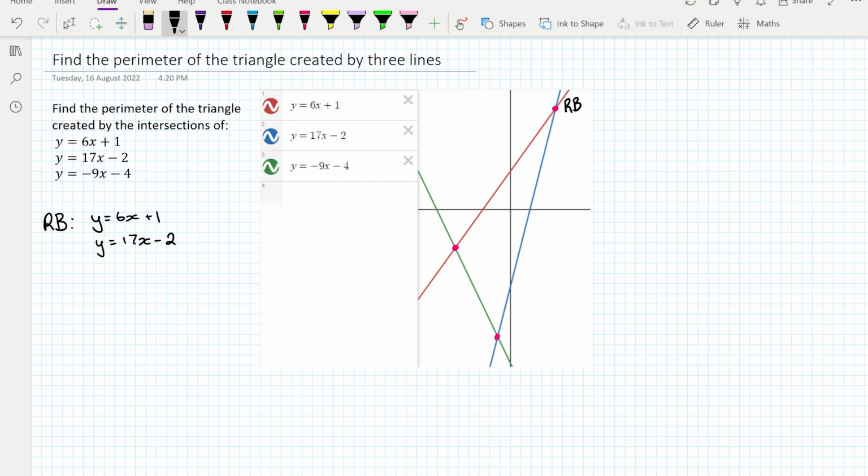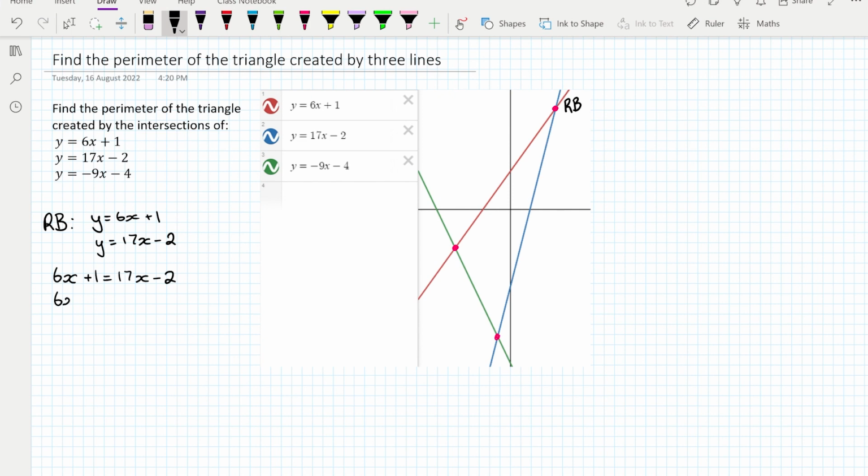So I'm going to go ahead and get those equal to each other. We're essentially setting the y values equal to each other. So y equals 6x plus 1 means that 6x plus 1 is going to be equal to 17x take 2. Now, solving linear equations, I've already done the last video on this, so I'm just going to speed through this process. So I am going to subtract 17x from both sides.